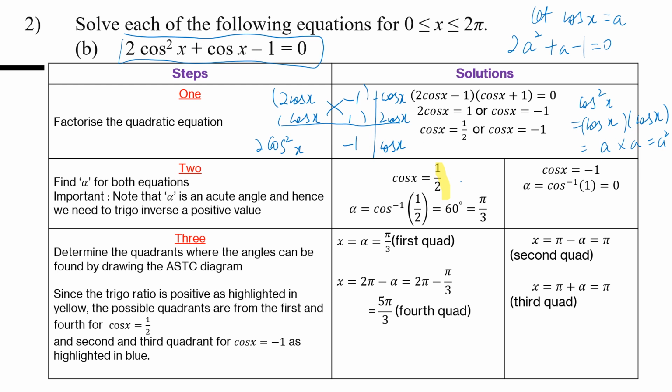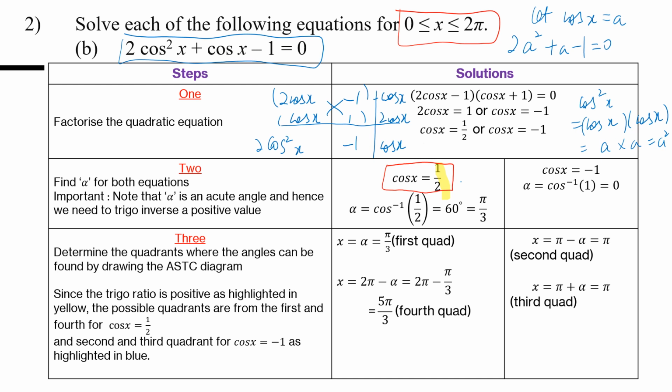Step 2 is to find your reference angle. I've separated it into 2 columns here. Let's look at this one first. Cosine x equals to half. Your alpha will be cosine inverse half, and that's 60 degrees. Because you need to leave your answer in radian form, you need to convert 60 degrees to radian, which is pi over 3. Pi is 180, so 180 divided by 3 gives you 60 degrees, so pi over 3.